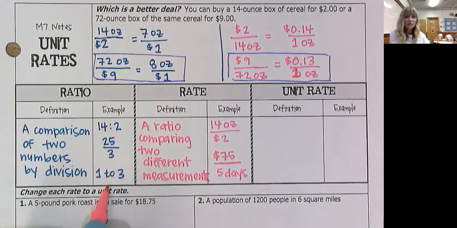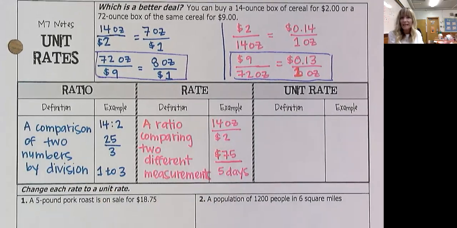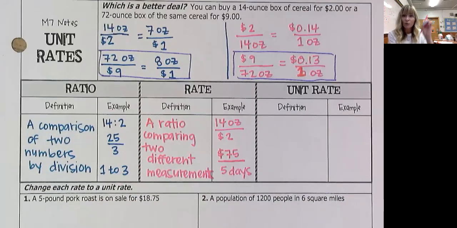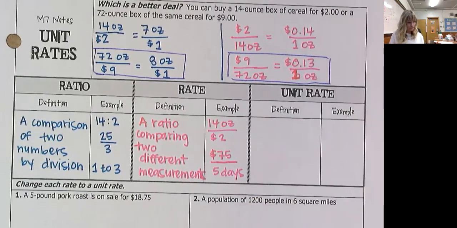So a ratio is just simply the comparison of the 2 numbers by division. But as soon as you put the measurements on it, dollars, ounces, days, feet, now you actually have a rate. But a rate is still a ratio. It's just a ratio with measurements. I'll say that again. A rate is still a ratio. It's just a ratio with measurements. Then we get even more specific with something called a unit rate.